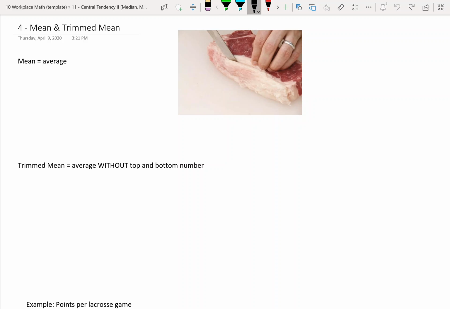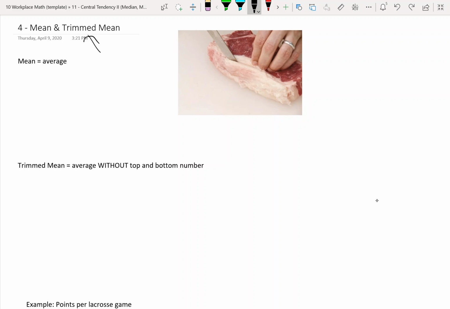You think about trimming the fat, okay? So if you take a cut of meat, usually what you do is you cut off this stuff right here, the fat, because it's gross and you don't need to eat it, or you don't need to eat that much, okay? That's called trimming the fat. The fat is on the edge of the meat. When we do trimmed mean, we are going to trim away the edge numbers, just like the fat.